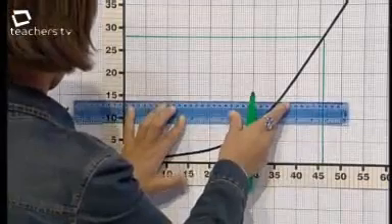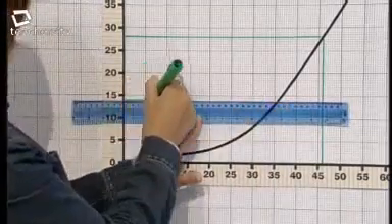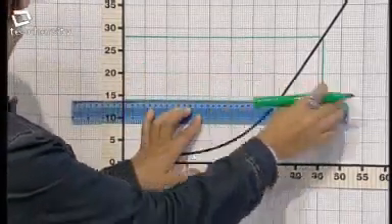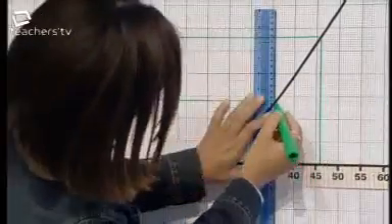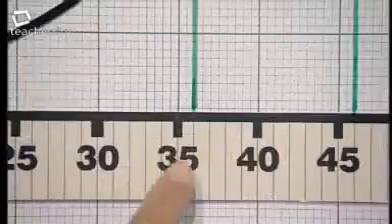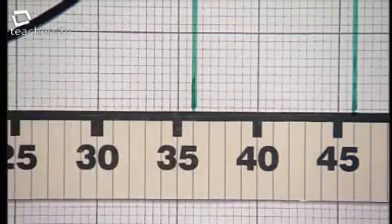To find the lower quartile, travel across from 14 until you reach the curve, and then down to the horizontal axis. The lower quartile is 36.